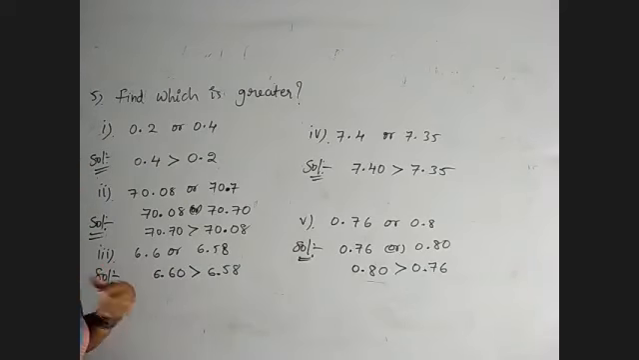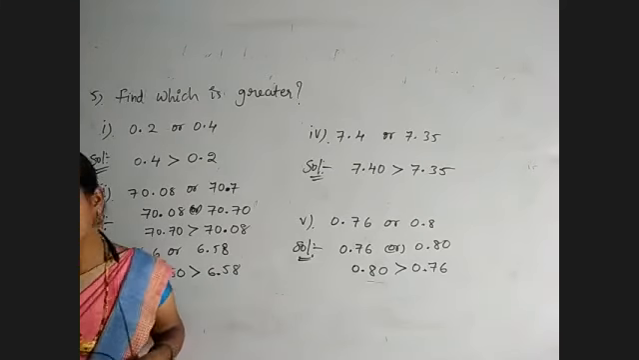Okay, this is about comparison of two decimal numbers. And next we will see ascending order and descending order.